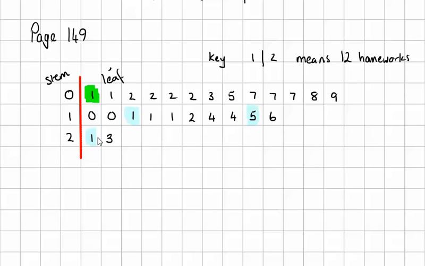1. Okay, so that's the kind of thing we can start writing down from the start. The minimum that someone got was 1 piece of homework.